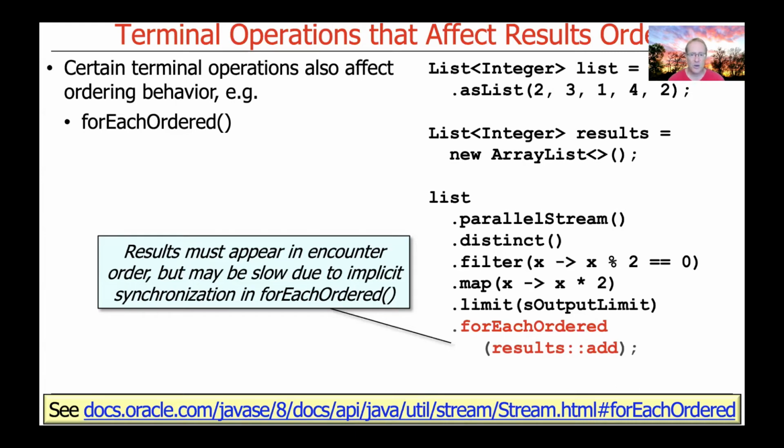And notice that even though we're using a parallel stream, we don't have to worry about race conditions here, because forEachOrdered has an implicit synchronization internally to ensure that there's no corruption of the data and that things get put in the right order. So this will work. It's kind of crufty. I would not recommend writing code like that, but I'm just trying to demonstrate the difference between forEachOrdered and forEach.